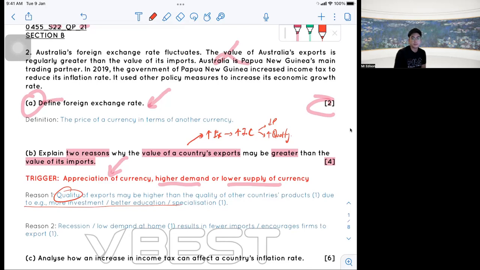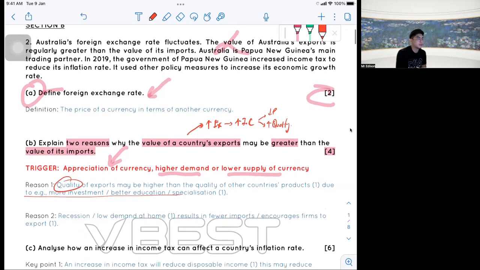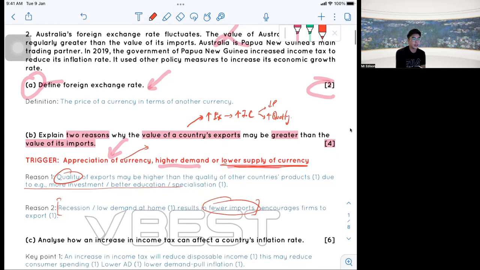That's it. Okay, and then we have a reason of recession. Recession: lower demand at home results in fewer imports, encouraging firms to export. So what is this entire thing about? About lower supply of currency. Why lower supply of currency? Because of fewer imports. You buy fewer imports, of course you supply less currency, and therefore you have appreciation of currency, and appreciation of currency will cause your price of export to go up. Can you get it? So you try to understand. You cannot memorize. So the trigger here is very important. If you understand the trigger, it helps you understand instead of memorizing the entire thing.